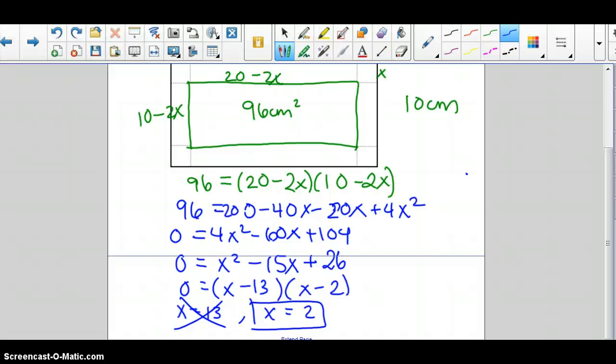Okay, so you guys can see here that I double distributed or foiled this problem out. I went through all my steps here. I divided both sides by 4. And I got two factors of x minus 13 and x minus 2. And my final answer is x equals 2 centimeters. Okay, don't forget that label there.